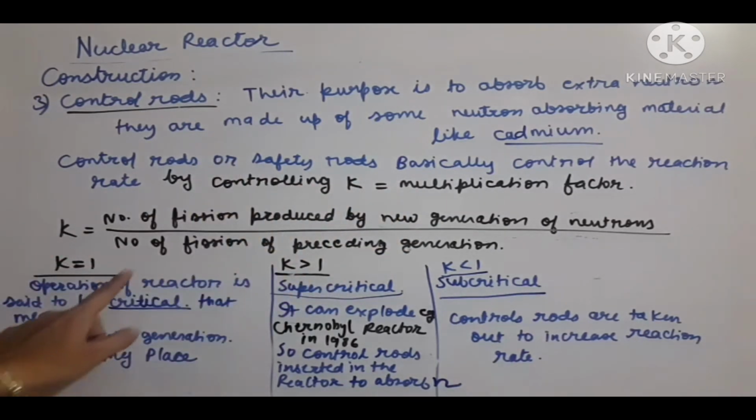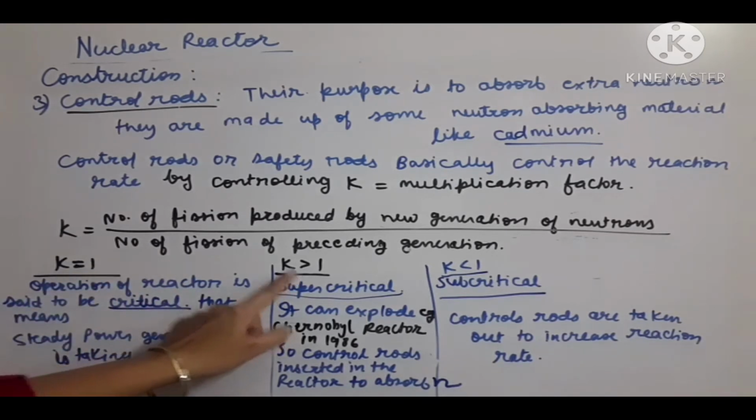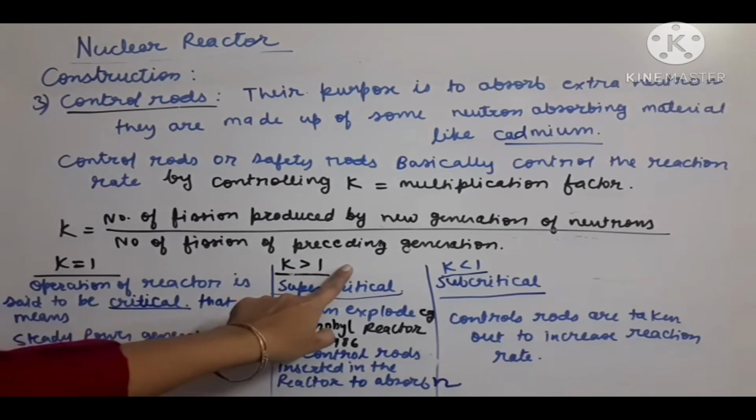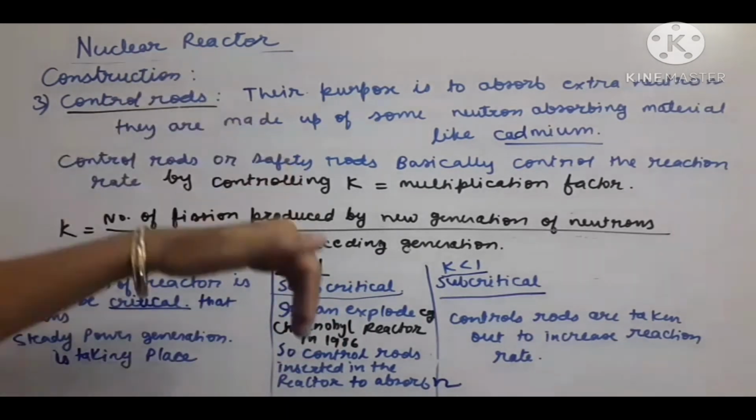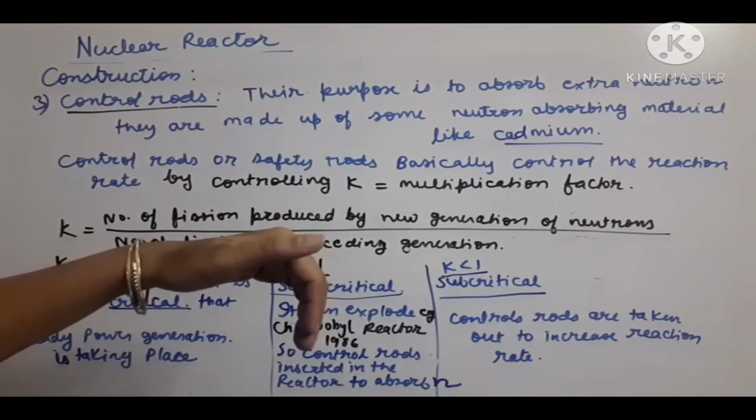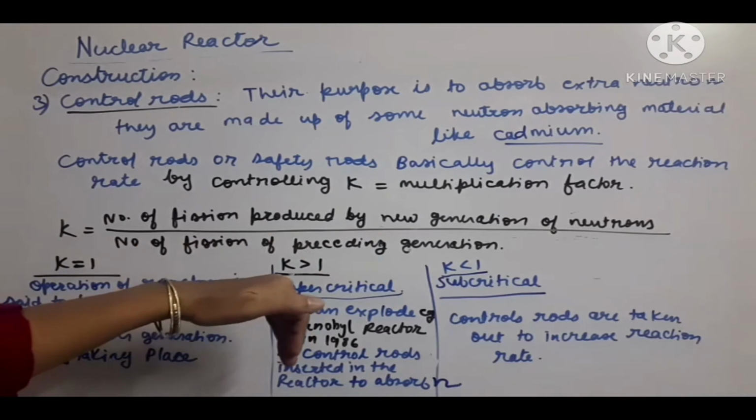Whenever we want, K should be equal to 1. Whenever K becomes greater than 1, that means the reaction rate is very fast. Then our control rods will be inserted inside the reactor. They will absorb extra neutrons, and this way the reaction will come under control.